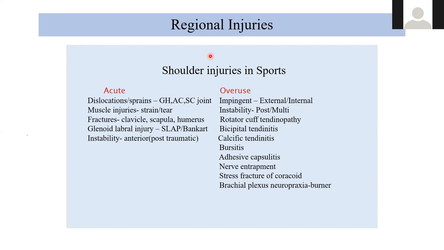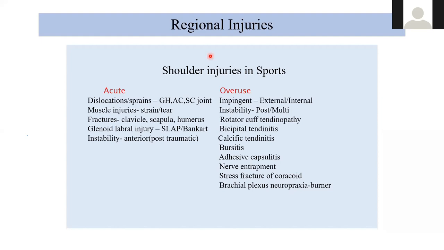The bursitis, commonly the subacromial and subcoracoid bursa, involves overhead athletes, and they present with the impingement signs. Adhesive capsulitis is also one of the commonest presentations in our sports medicine clinics, usually following trauma, or sometimes even surgeries. It is a frozen shoulder, which has multiple stages, which we'll discuss a little later.